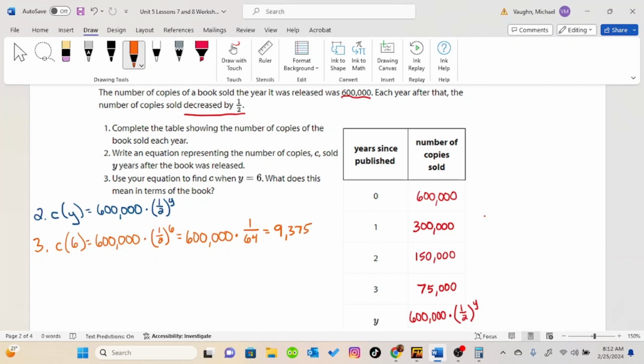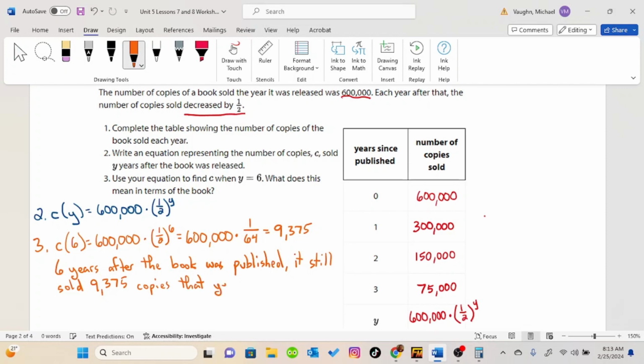What does this mean in terms of the book? This means 6 years after the book was published, it still sold 9,375 copies that year.